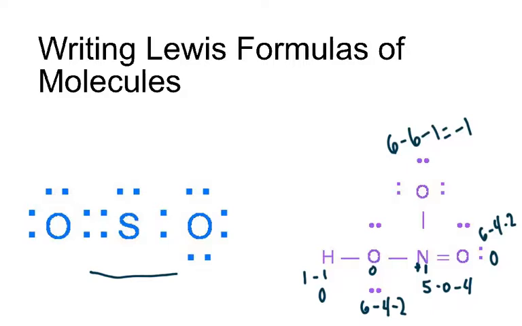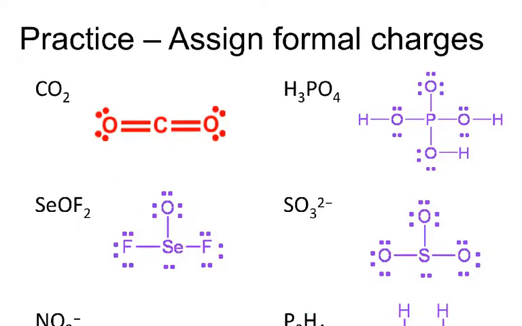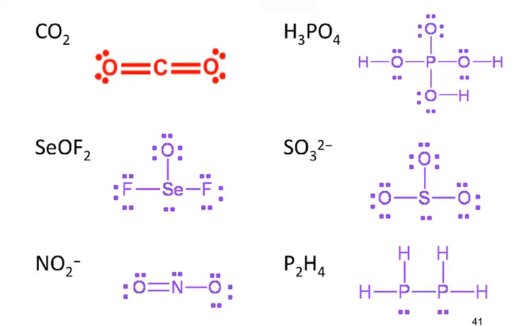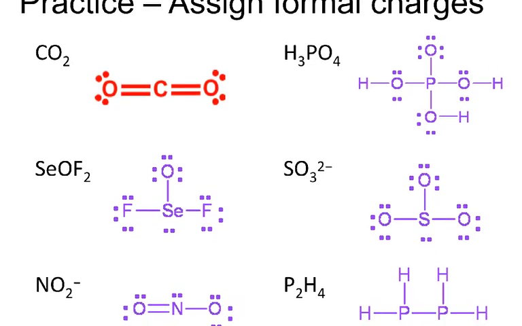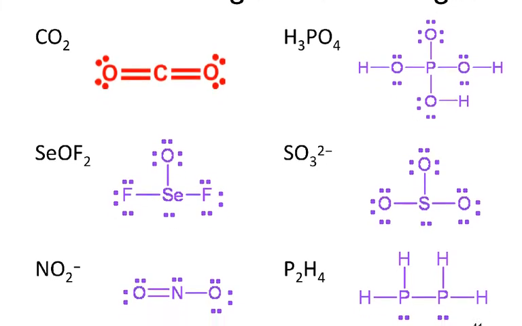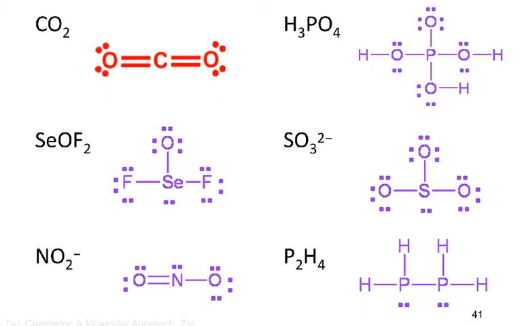Now, formal charges of negative 1 and positive 1 are not a big deal. Those happen fairly frequently. If you get a formal charge of 2 or higher, you'll want to reevaluate your structure. So let's practice with the molecules that we drew in the last section. Why don't you pause the video and work through these formal charges, and then you can come back and we will talk them through.